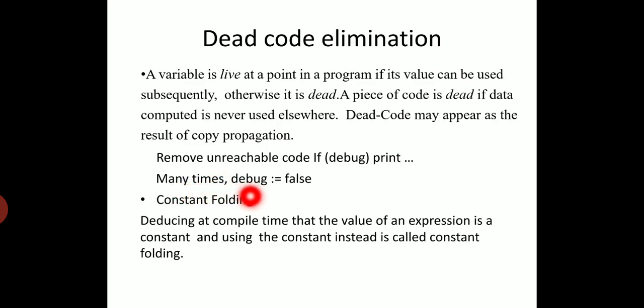Another one is constant folding. Constant folding means if an expression has constants in it, we evaluate those constants and use that value. Suppose x equal to 2 star 3, it is better to write x equal to 6. Reducing at compile time the value of an expression to a constant, and using the constant instead, is called constant folding. So instead of specifying x equal to 2 star 3 as an expression, it is better to evaluate that expression and use it, x equal to 6.